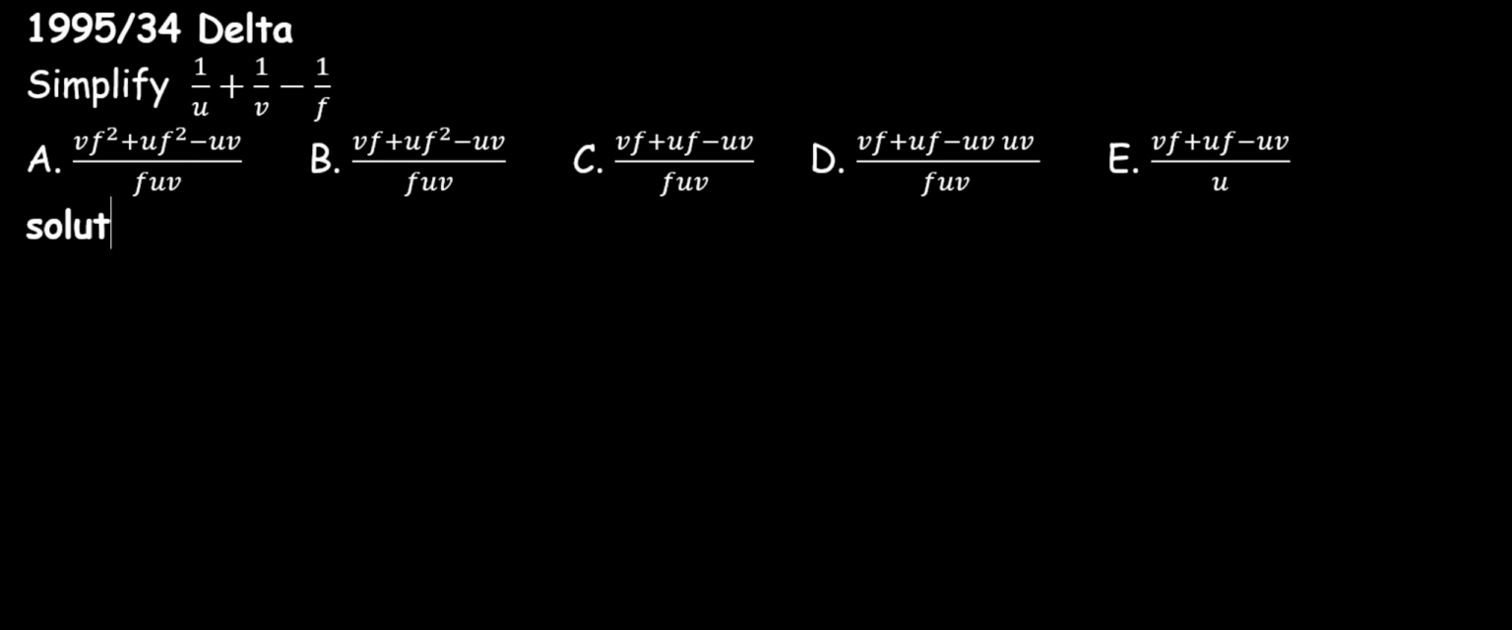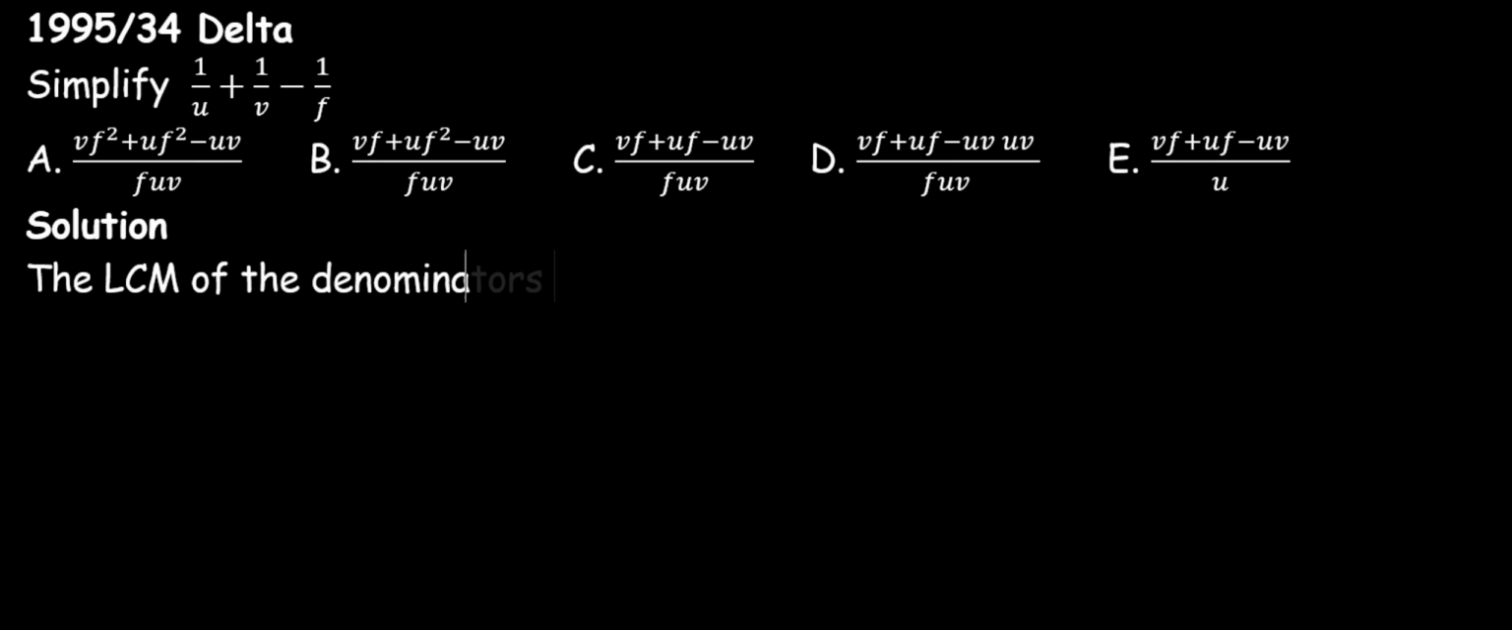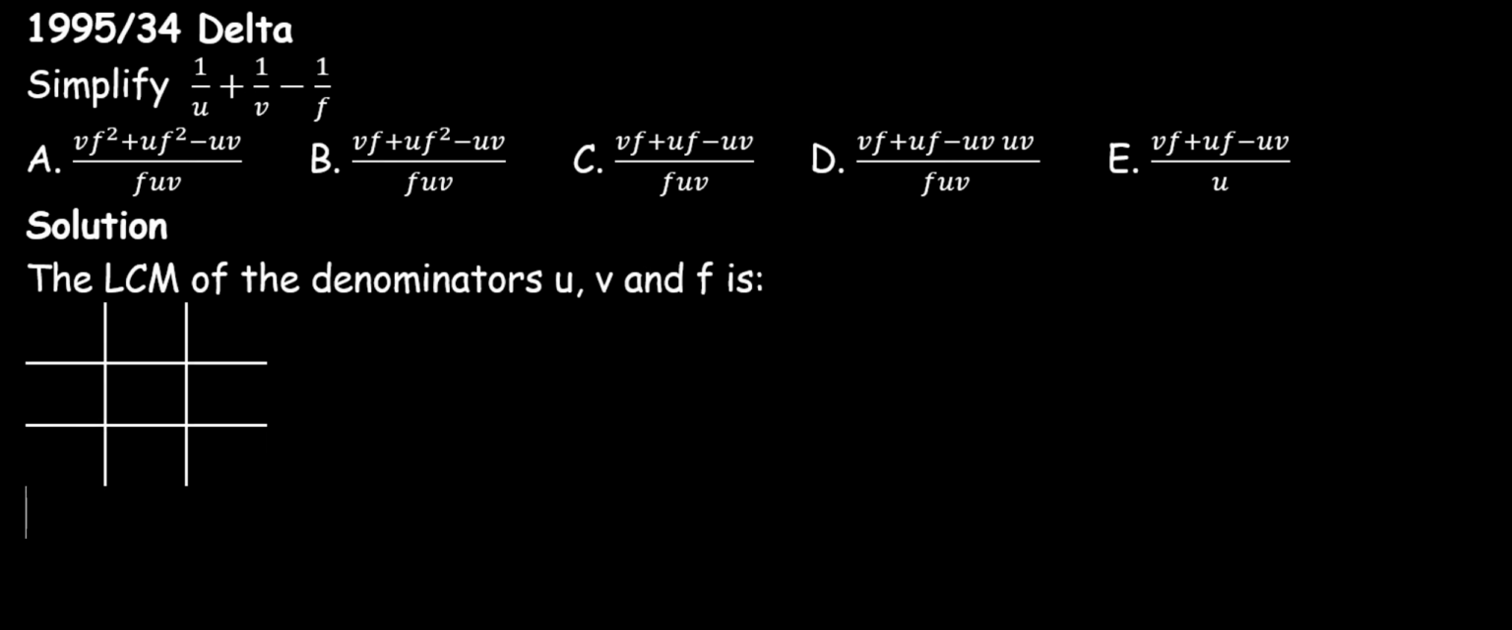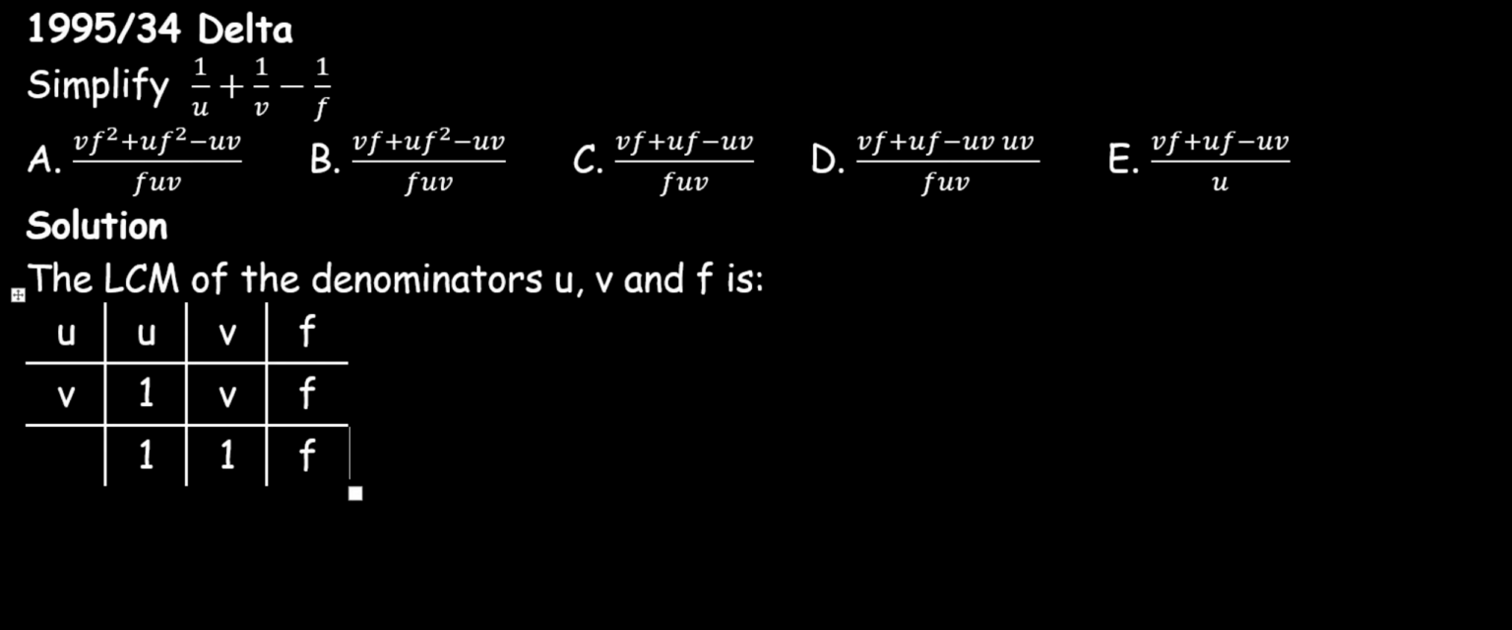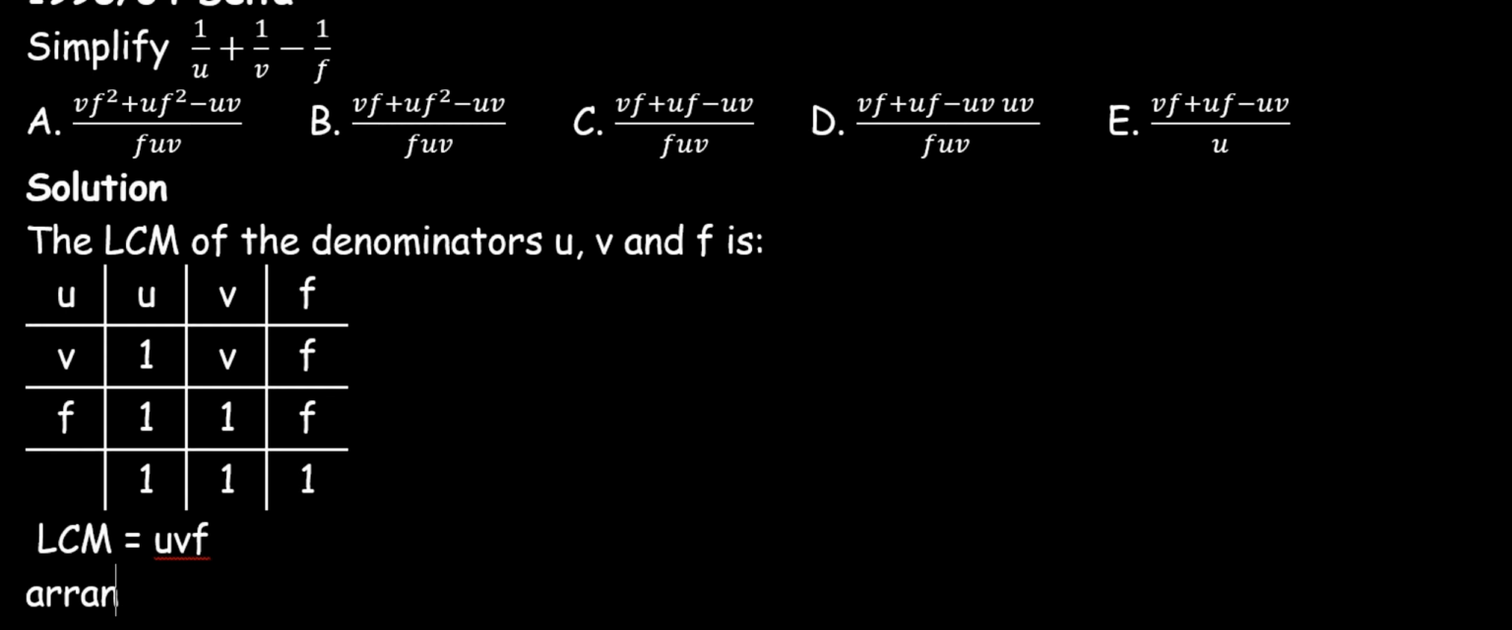The LCM of the denominators u, v, f is found as follows: we draw out our line u, v, f. When we use u to divide, u divide u will give you 1. But you cannot divide v, so you bring it down. You cannot divide f, so you bring it down. When we take v, v divide 1, you just bring the 1 down. Then v divide v will give you 1. f cannot, so you bring the f down. Then we take f. f divide 1, you bring the 1 down. f divide the other 1, bring it down. f divide f becomes 1. So our LCM is uvf, arranged in alphabetical order as fuv.